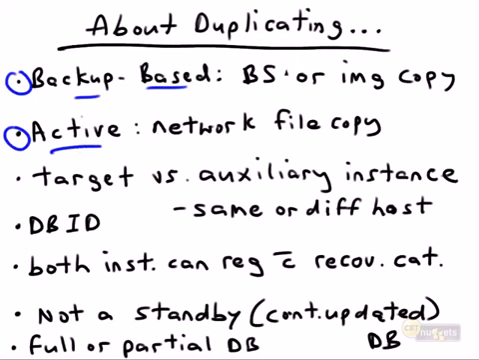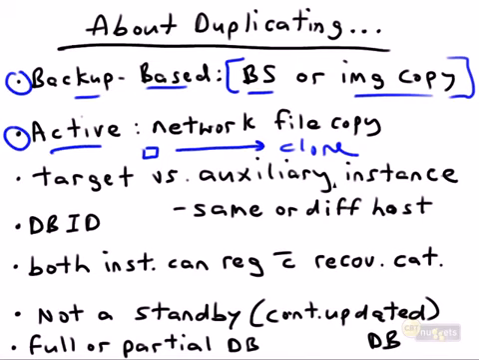The biggest difference is that a backup-based database duplication involves either image copies or backup sets needing to be available at the time of duplication. Whereas in an active database duplication, you do not have a requirement of having a backup on hand, and those image copies, the file copies, go from the live production database to the clone.